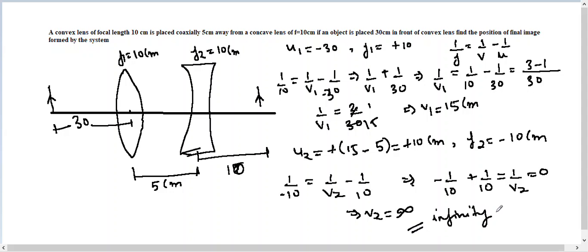So in this question, try to just follow a step-by-step procedure. I hope I was able to make you understand this point very clearly.